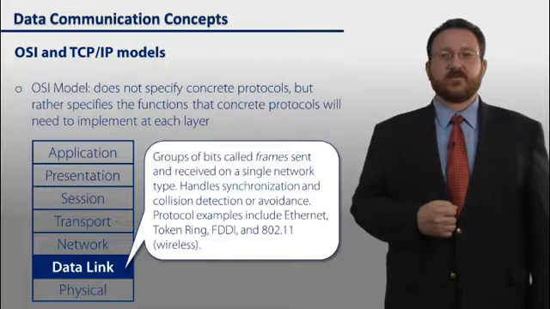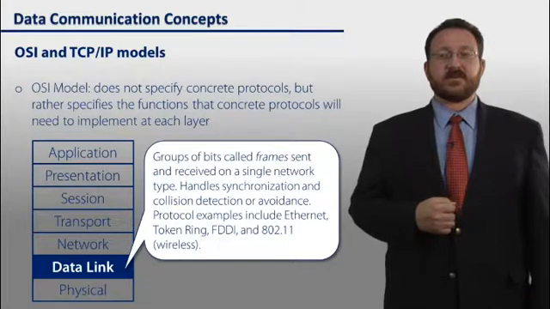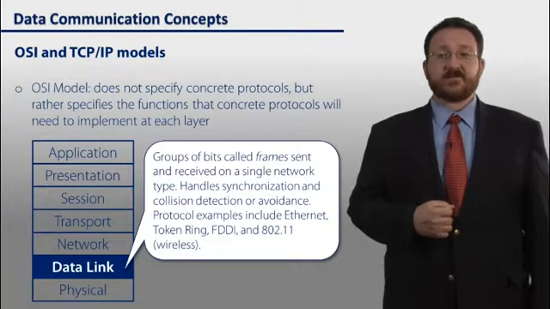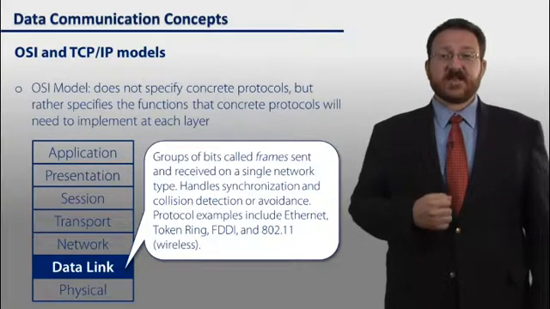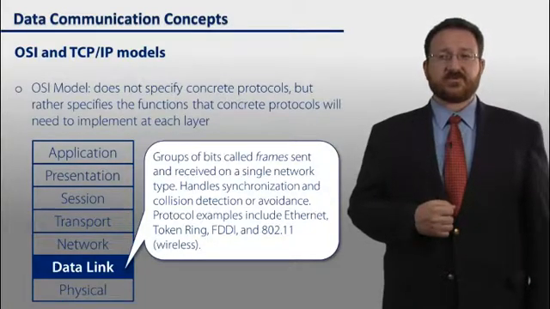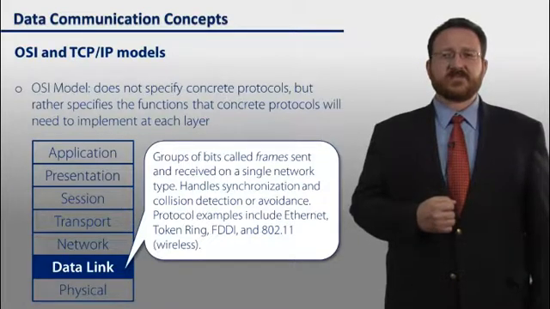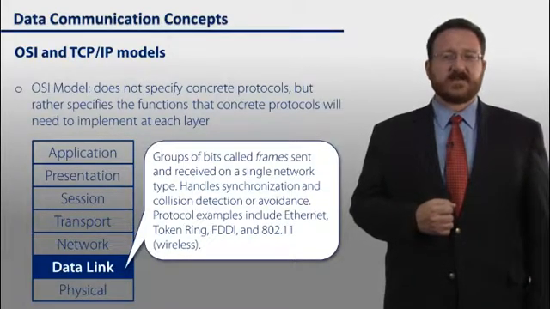At the data link layer, we group bits together into units that are called frames. Frames are sent and received on a single network only. These handle synchronization and collision detection or avoidance, and the examples here are token ring, Ethernet, fiber optic, and wireless.